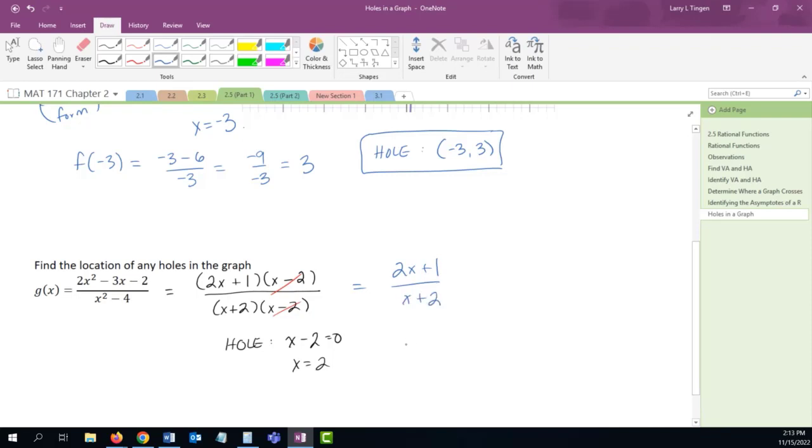So what is the y-coordinate of the hole? Take the value of x that causes the hole, plug it into the reduced form. 2 times 2 is 4 plus 1 is 5. 2 plus 2 is 4. So I've got a hole at 2, 5/4.